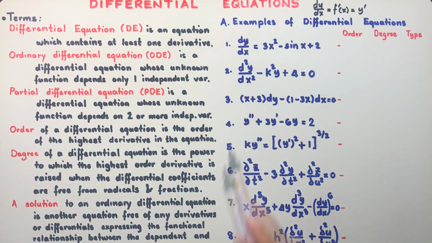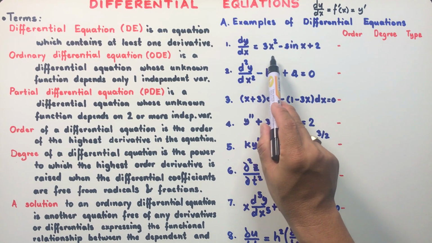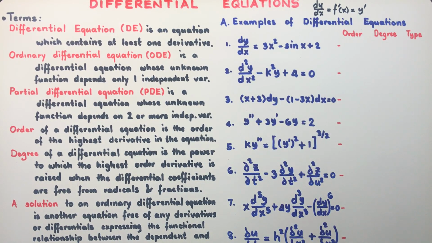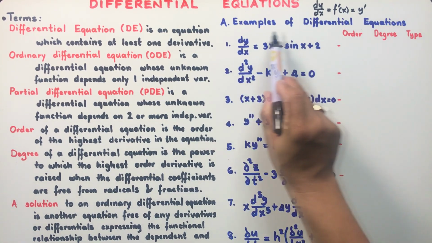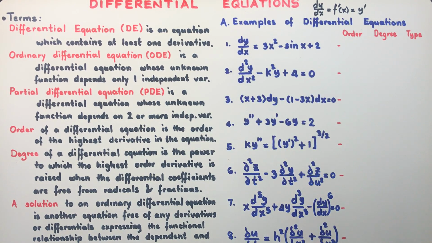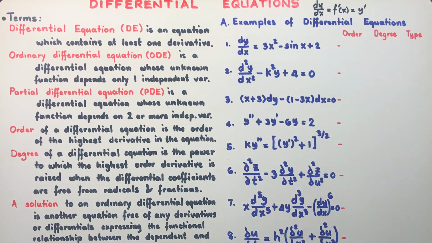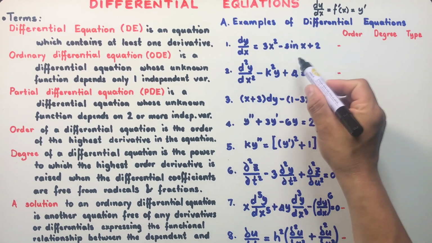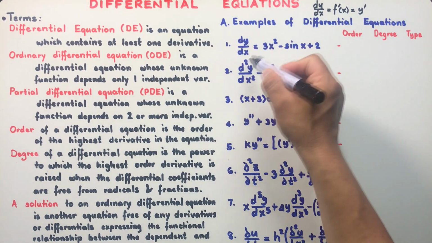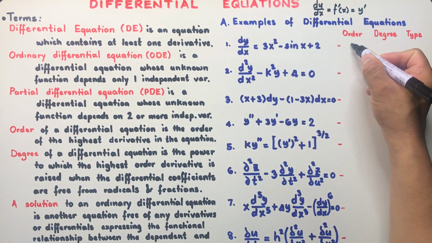Number 1, dy dx is equal to 3x squared minus sine x plus 2. This is an example of a differential equation because this equation involves one derivative. Now, what is the order of this differential equation? The order is the order of the highest derivative. And since this is a first derivative, the order is 1.